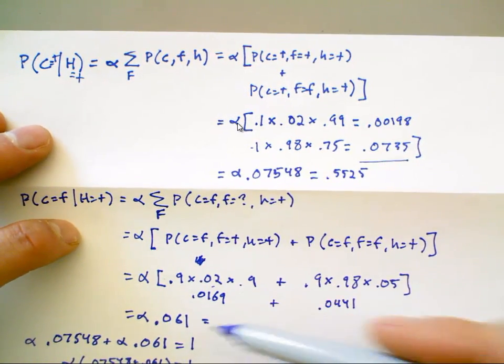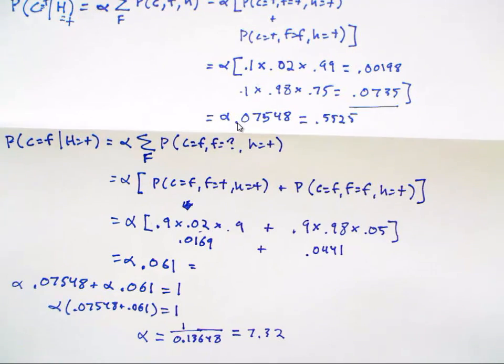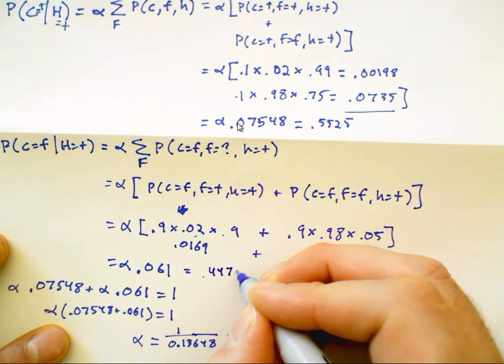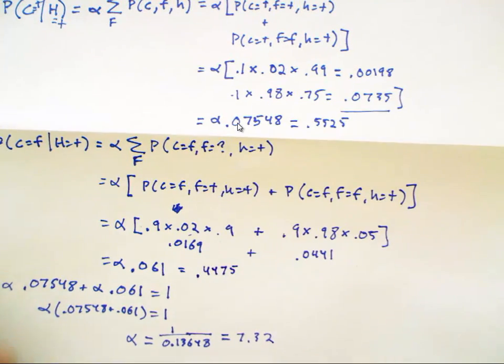Can you multiply 7.32? 0.4475. Okay, so you wake up with a headache, the probability that you have brain cancer is 0.55. Not good. I'm not saying our model isn't good, although some may have issues with it, but I'm just saying you wake up in the morning, it's not looking too good with the headache.